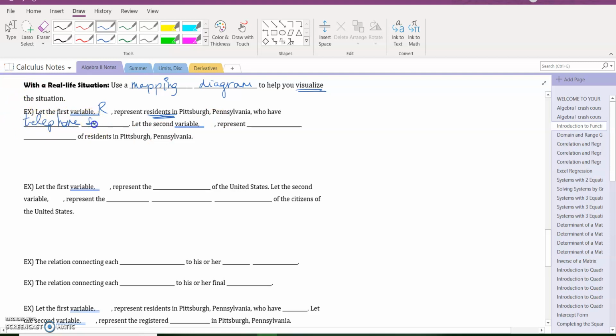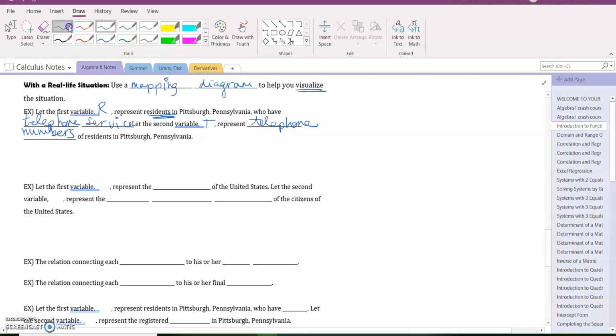Any kind of telephone service. We're going to let the second variable T represent telephone numbers. Any kind of telephone numbers. So T is all the telephone numbers of the residents in Pittsburgh, Pennsylvania. Now we want to decide, is this a function or not?